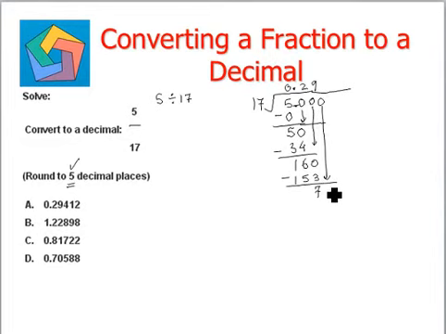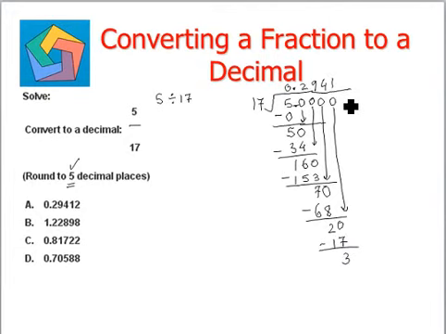7 becomes 70 now. So 17 times 4, let's try, it's 68. 70 minus 68 is a 2. We put another 0 and bring this down over here. This becomes 20. 17 times 1 is 17. We subtract, 20 minus 17 is a 3.